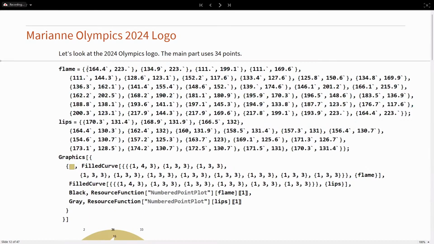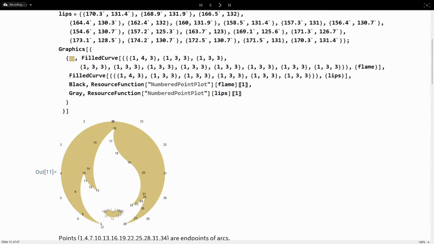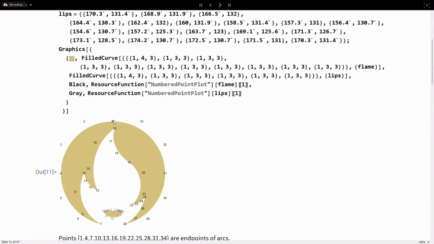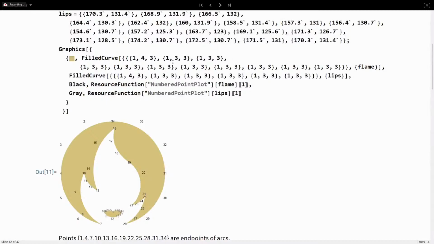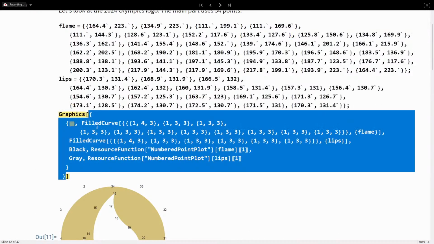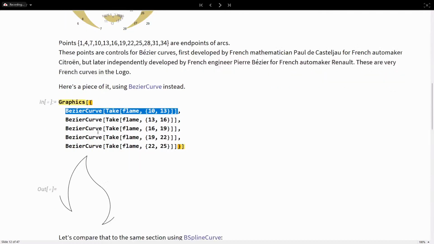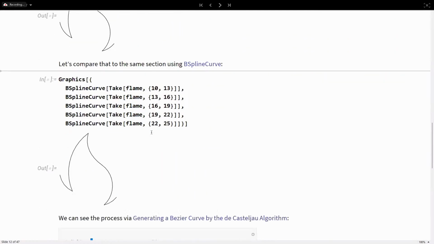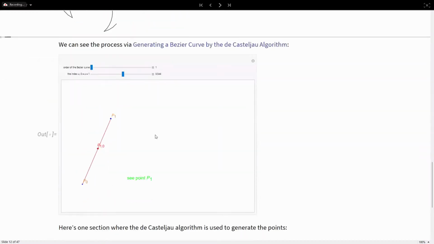This set of control points, which are numbered here, for example, control point 7 is somewhere here. With these control points, we can do either filled curves or Bezier curves or B-spline curves. And let's take a look at one of these.